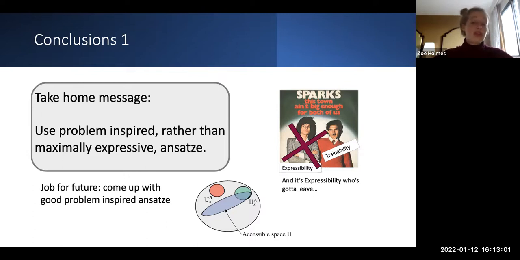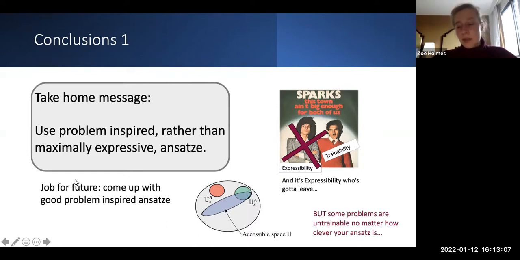So there are all sorts of strategies that we can explore to try and mitigate this trade-off. However, and this is what I'm going to tell you in the second, hopefully shorter part of the talk, some problems are untrainable, no matter how clever your ansatz is. So no matter what clever techniques you come up with, you're not going to be able to solve them using a variational quantum algorithm or quantum machine learning more generally.